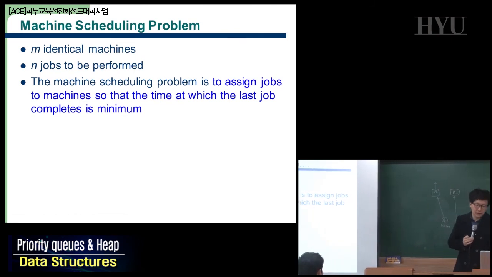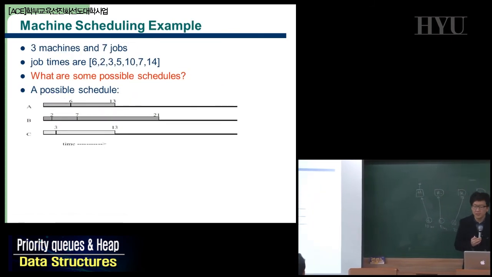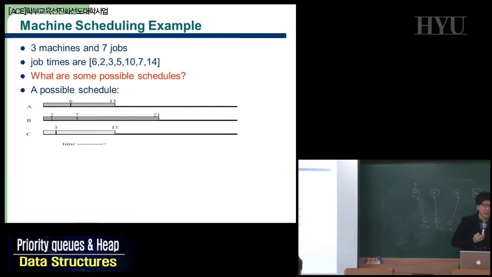So this is the case like this. 3 machines, 7 jobs. Job times: the first one takes 6 seconds, then 2 seconds, 3 seconds, 5 seconds, 10 seconds, 7 and 14 seconds.